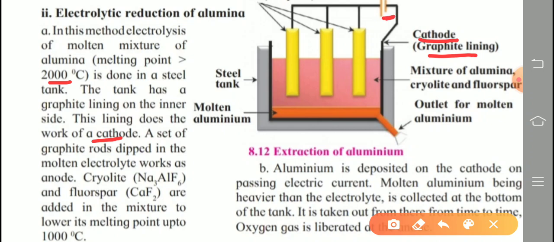Check here. This is the negative electrode. On the left hand side, the positive electrode. A set of graphite rods dipped in the molten electrolyte work as an anode. In the diagram, yellow colored three rods or electrodes of graphite are shown, connected to the positive terminal of the cell. So they act as what? Anode. Anode means positive electrode. Next.